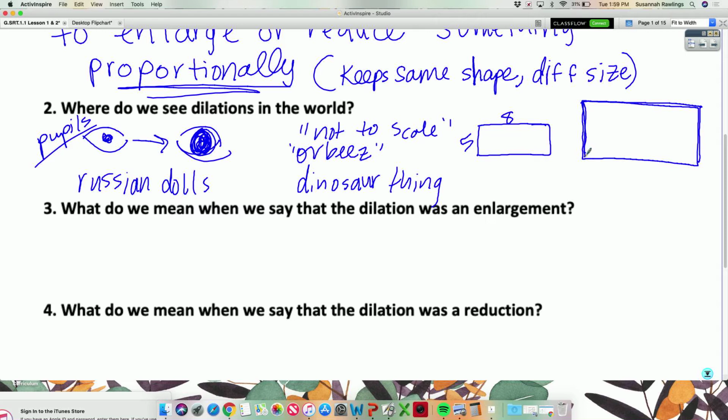So what is 5 times 2? 10. And then what if I double the other side? 16. So that is what it means to be proportional here. Basically, like, are they factors of each other? Okay, and we'll talk a lot about scale factors, but that would be a scale factor of 2. And scale factor is represented by the letter K, which we'll talk about in a second.